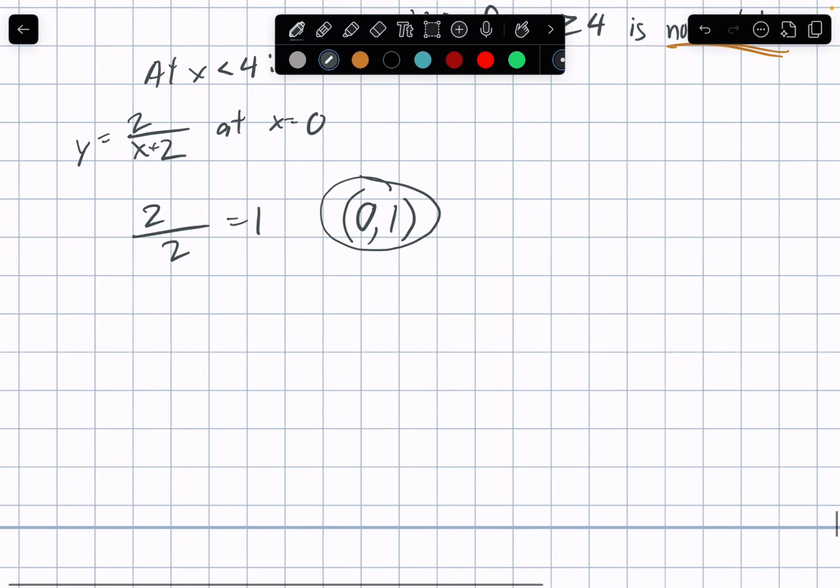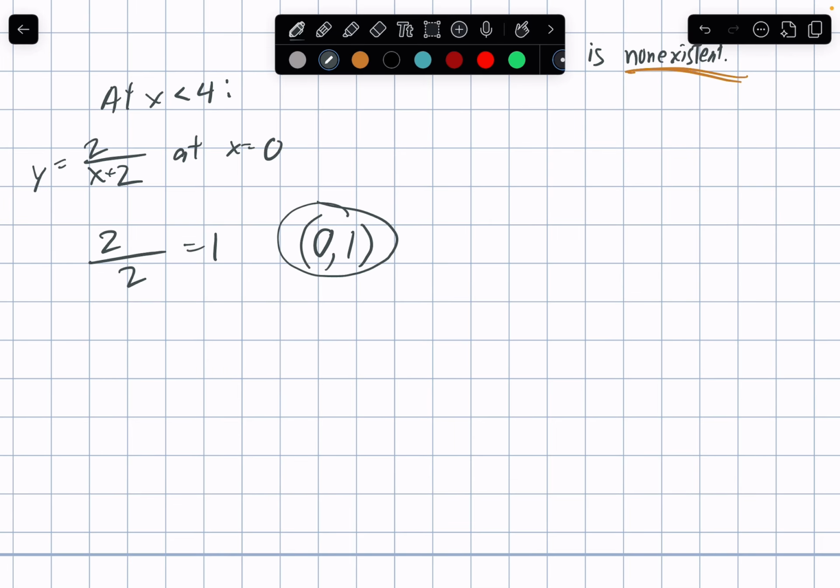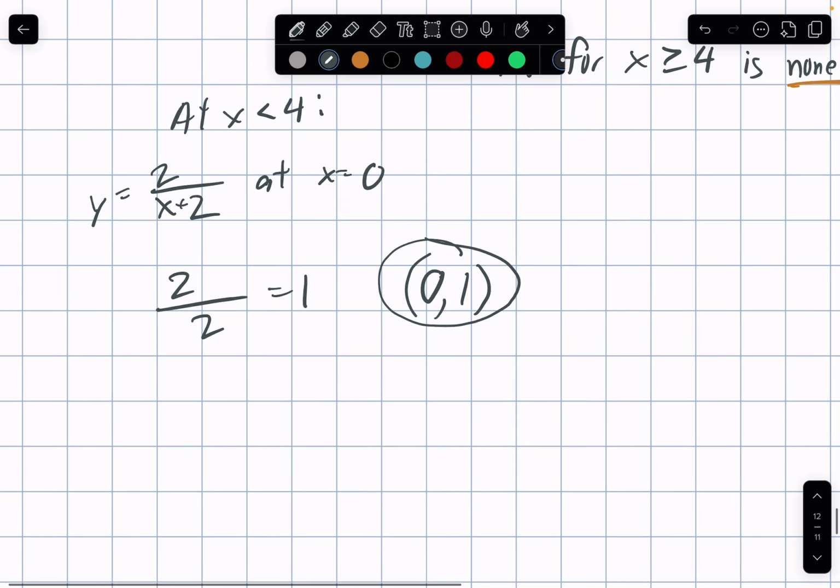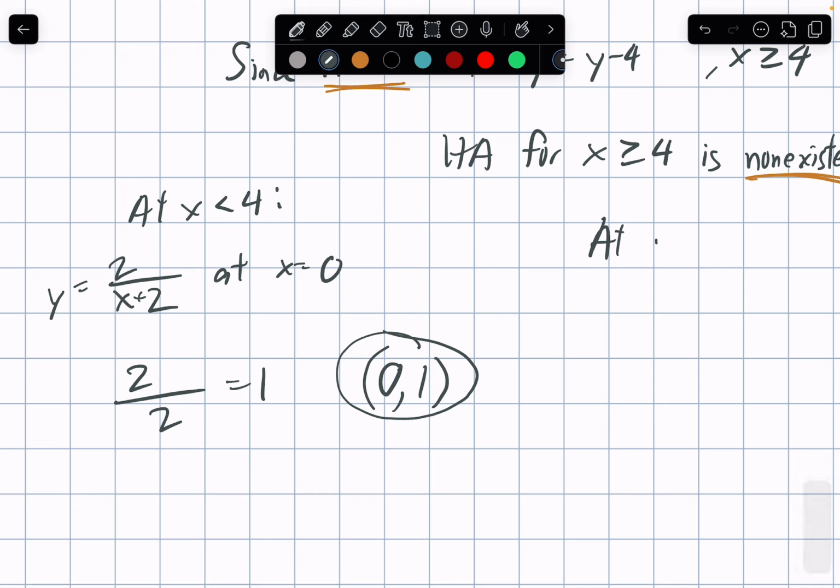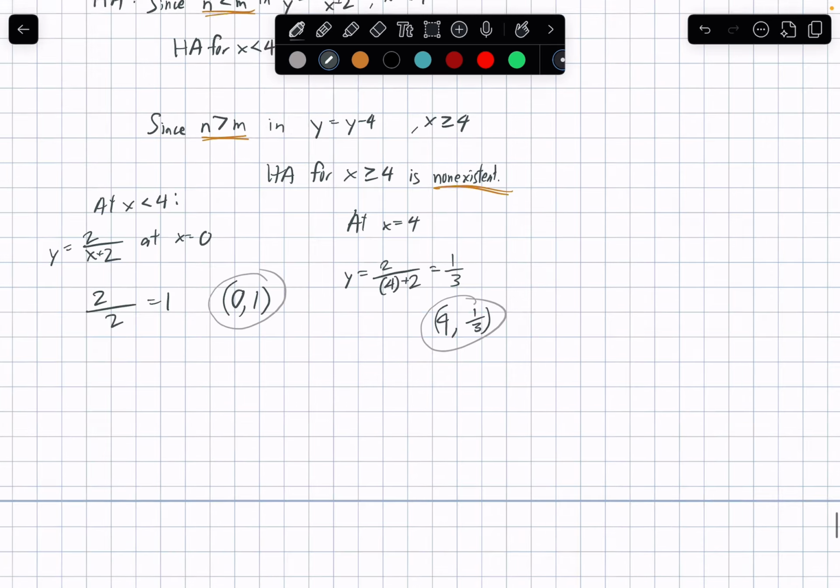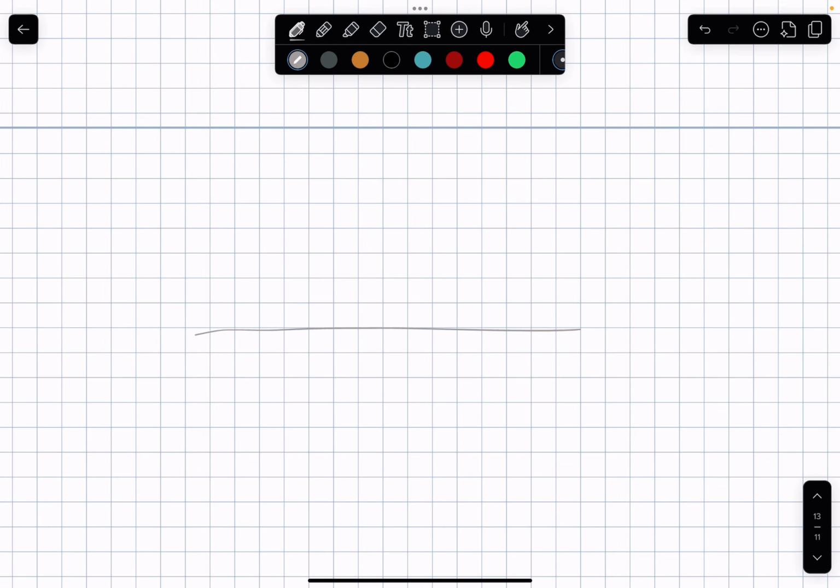So that helps give us a better idea of what the graph would look like. So how about at x is equal to 4? We use the same fraction, so this time substitute x as 4, 2 over 6, which is 1 over 3. Okay, so (4, 1/3). Okay, so let's start graphing.